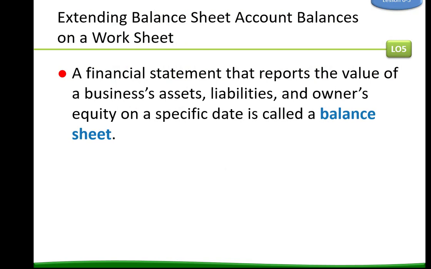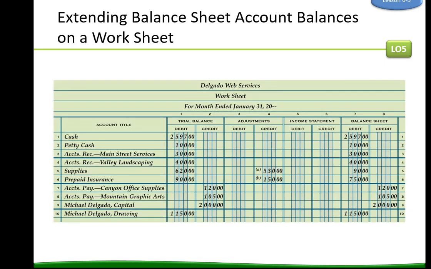So that's going to be all of your 100 accounts, your 200 accounts, and your capital and drawing account. So everything on the trial balance above income summary. Income summary is going to be our dividing line.